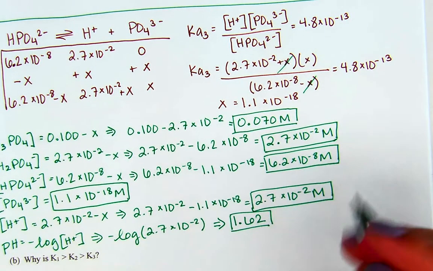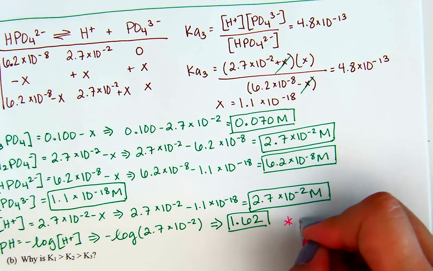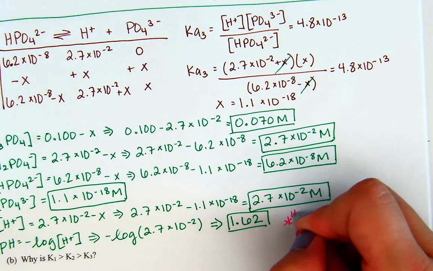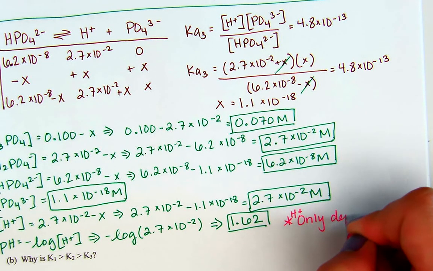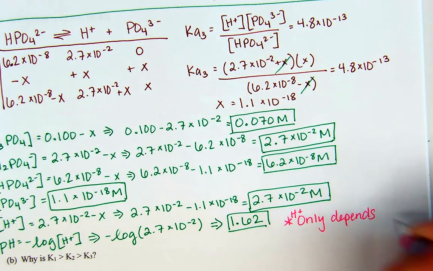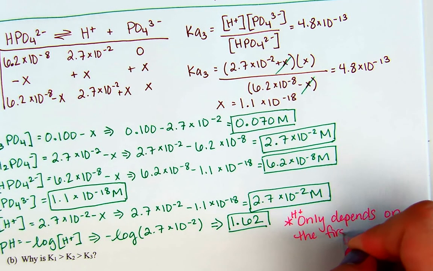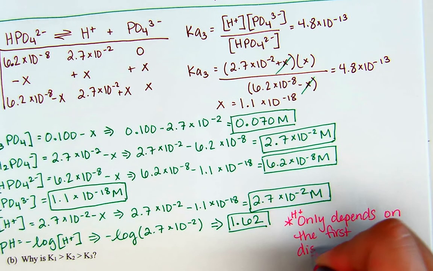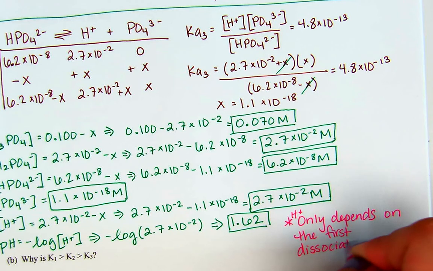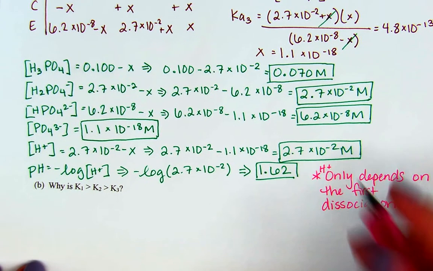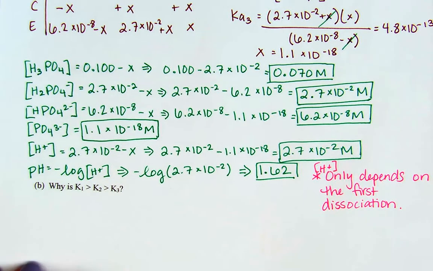So we're going to write that down here. H plus only depends on the first dissociation. The rest are just negligible. So the concentration of H plus only depends on the first dissociation.